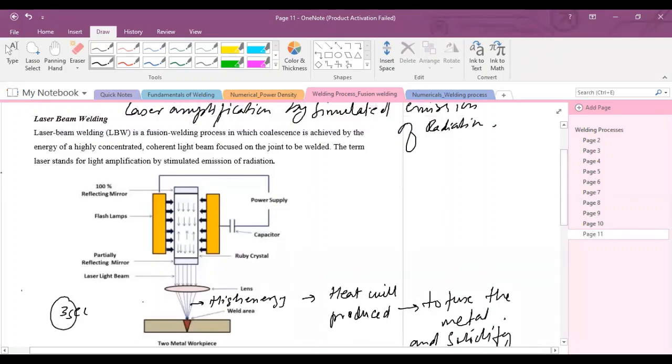I will explain laser beam welding with the help of this picture. This is the main common setup of laser beam welding. There are two flash lamps, both parallel to each other. Between the flash lamps, there is one ruby crystal tube. This ruby crystal tube is made up of aluminum oxide with chromium metal. This chromium metal is reactive in nature. Both the flash lamps are connected to a capacitor. This capacitor has some charge.